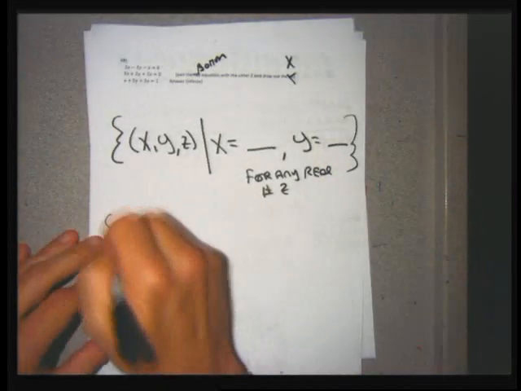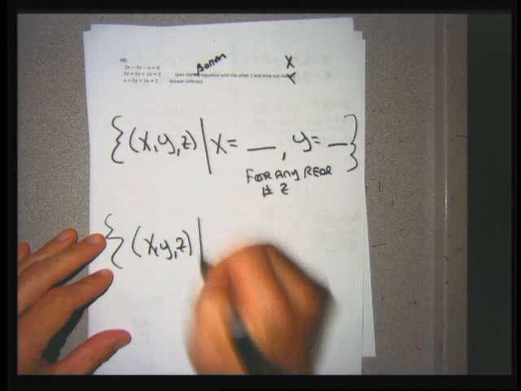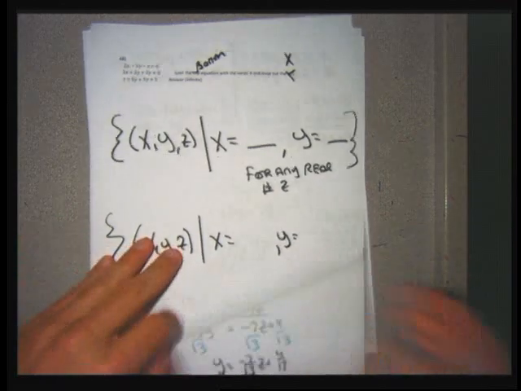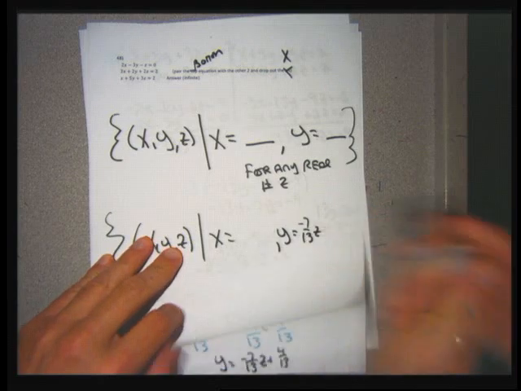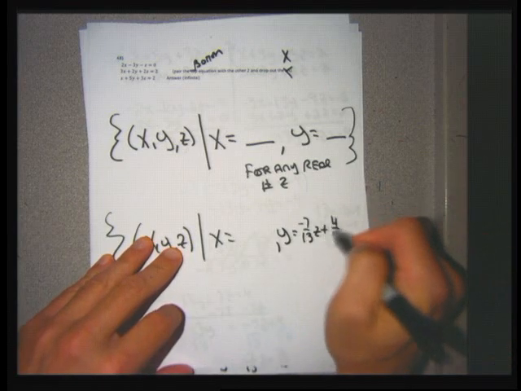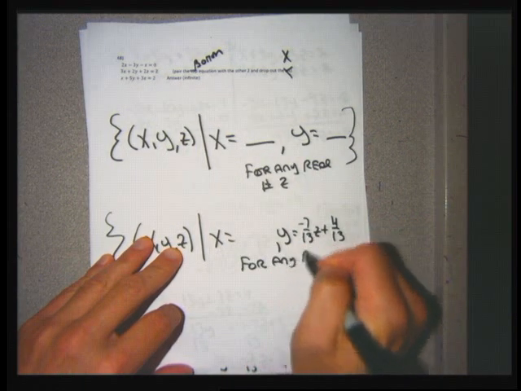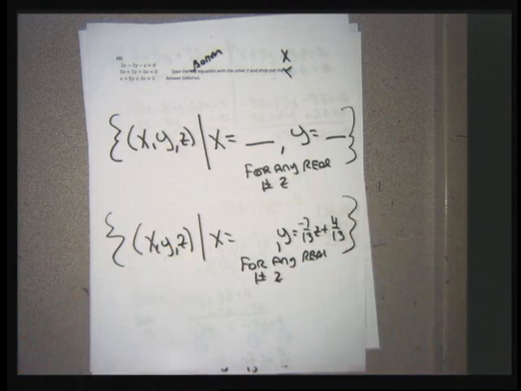So my answer is going to be the set of all points of the form x, y, z, such that y equals negative 7 13ths z plus 4 over 13, for any real number z. I need to have the same thing next to the x. I need to have the x solved for in terms of z to finish out my answer.